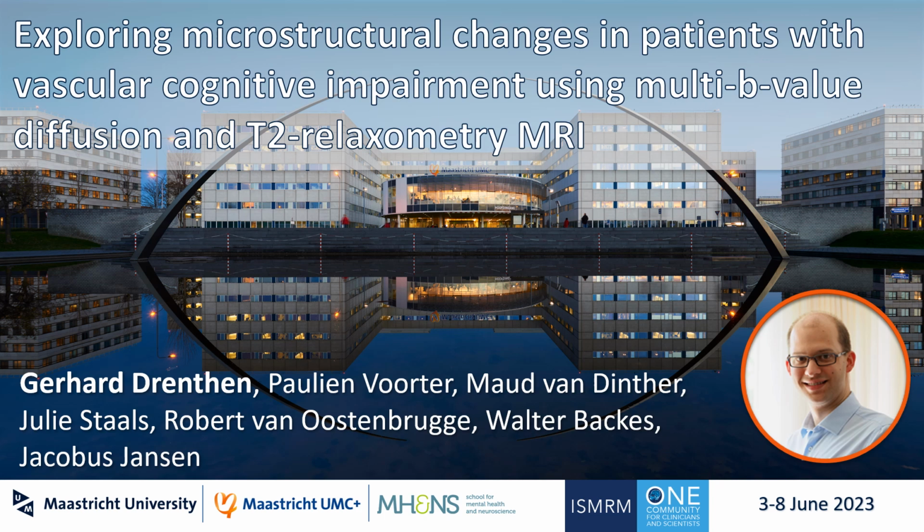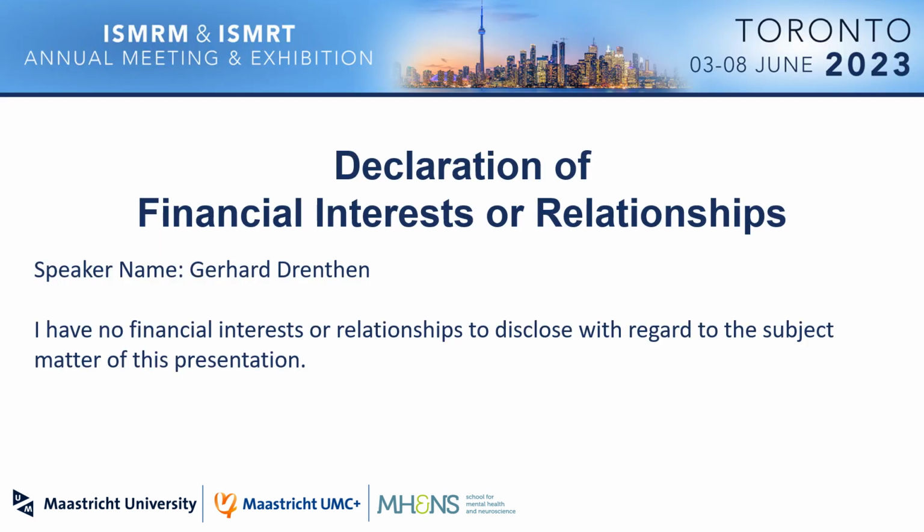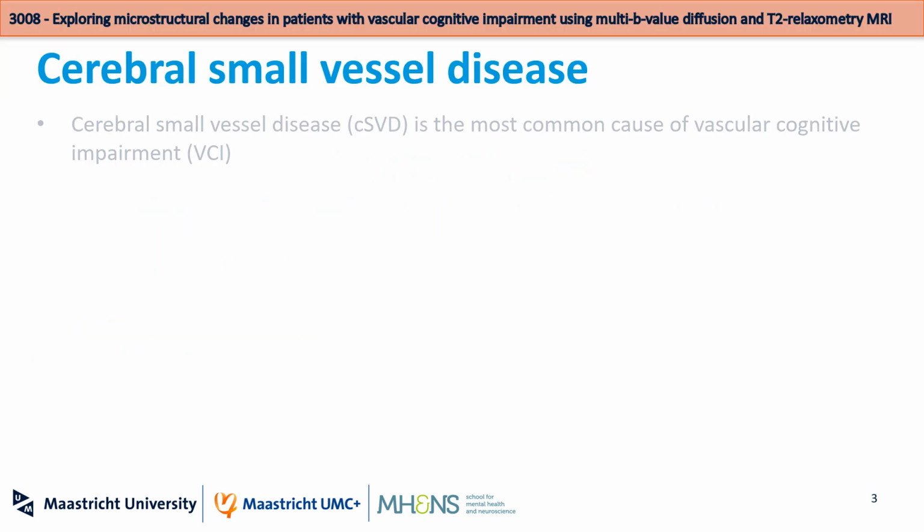My name is Gerald Drenten and I will talk about my work titled Exploring Microstructural Changes in Patients with Vascular Cognitive Impairment using multi-B value diffusion and T2-relaxometry MRI. I have nothing to disclose.